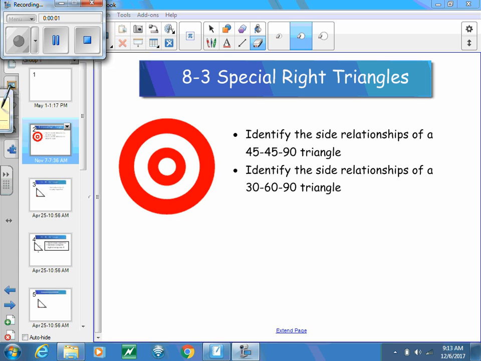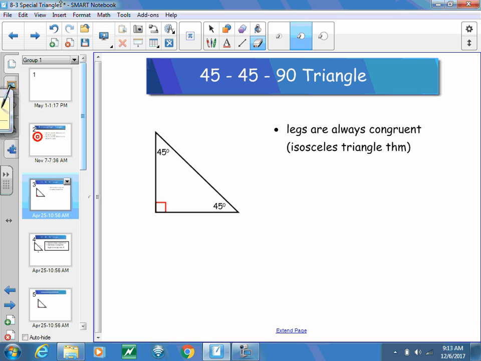All right, so taking a look at the relationships in special right triangles is section 8.3. We're going to take a look at what are 45, 45, 90 triangles and what are 30, 60, 90 triangles. So starting out with a 45, 45, 90 triangle, what that means is that you have a right triangle that has two 45-degree angles as well as a 90-degree angle.